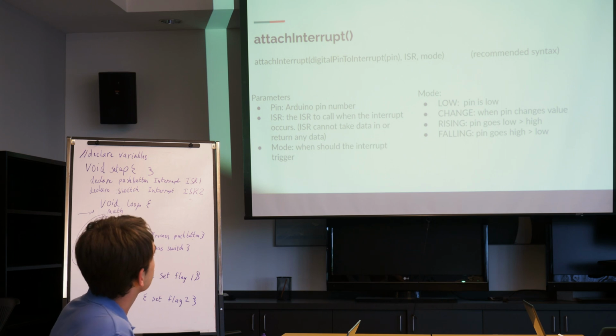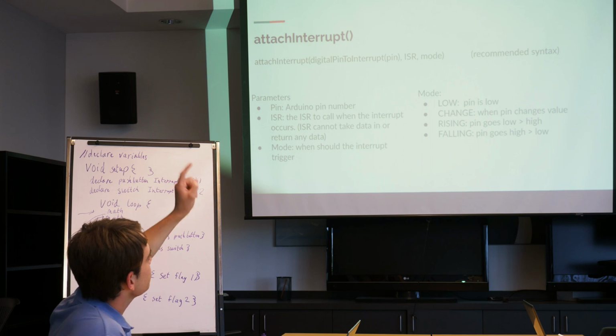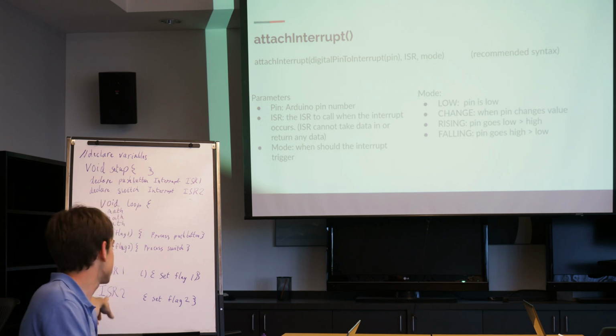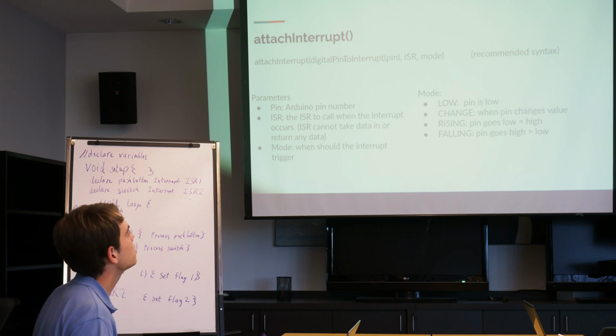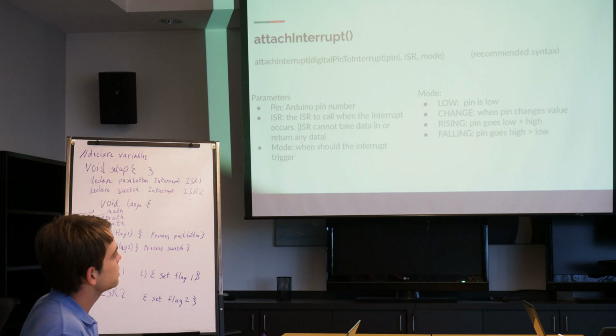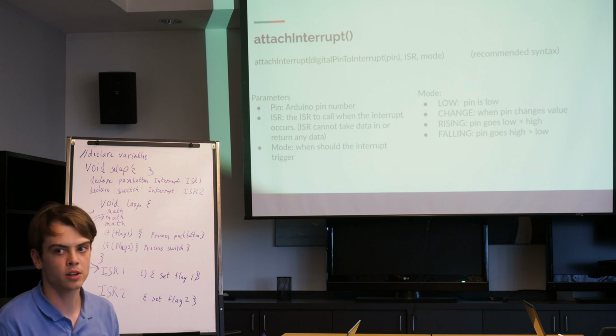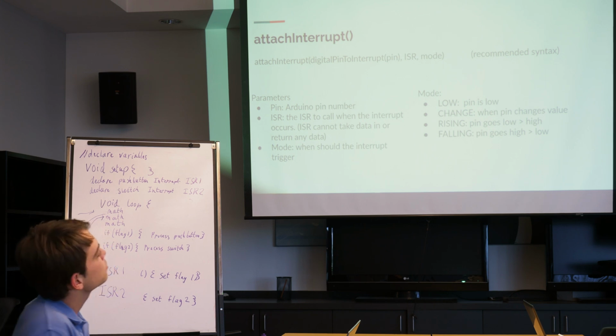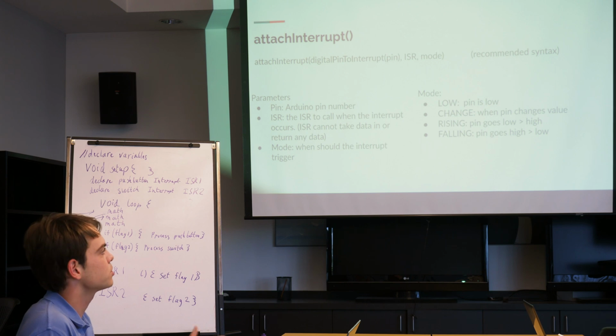This is the syntax for how you create an interrupt. This attach interrupt, and then you say the pin that you're using, the ISR interrupt service routine, that's just the name of the function that you'll declare down at the bottom, and then the mode. So there's different modes, basically different ways the Arduino can recognize the interrupt condition. There's low, if the pin is receiving 0 volts, it's low. Change, if it goes from low to high or high to low. Rising, if it goes from low to high. Falling, if it goes from high to low.